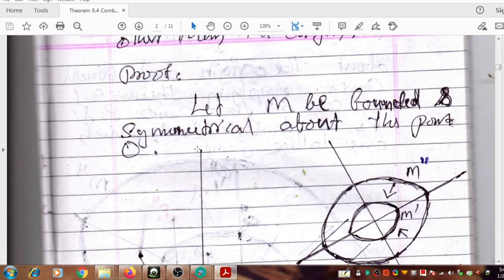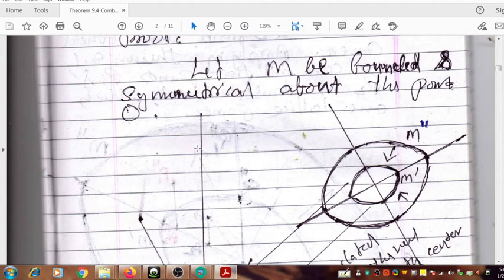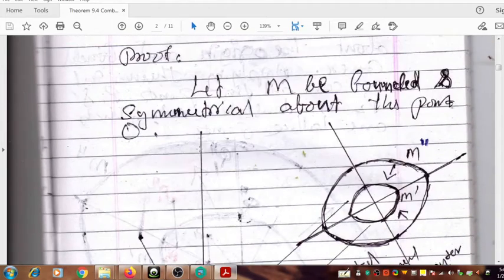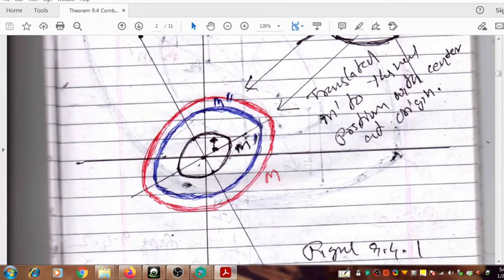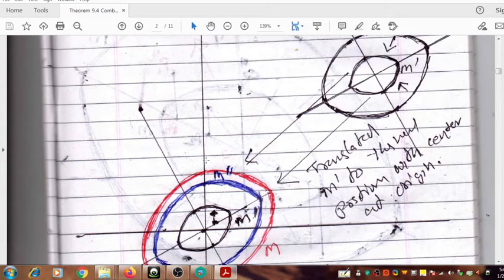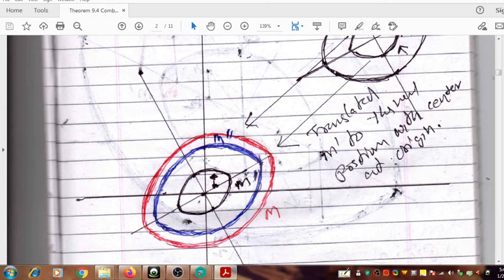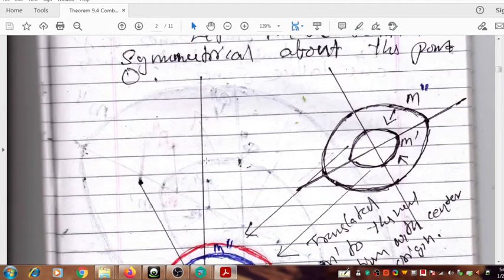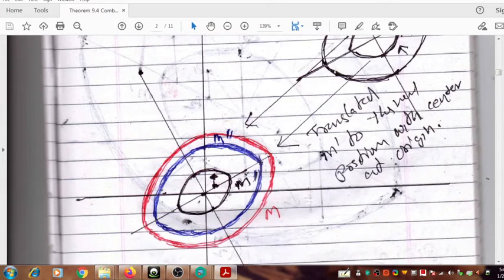To prove this, we have to take a bounded and symmetrical set, symmetrical about the origin. We take such a set, and you can see in this figure that this red colored closed region is the set. It is taken as an example for the set M. It is bounded and symmetrical about the origin, which is this point, and its area is greater than 4.